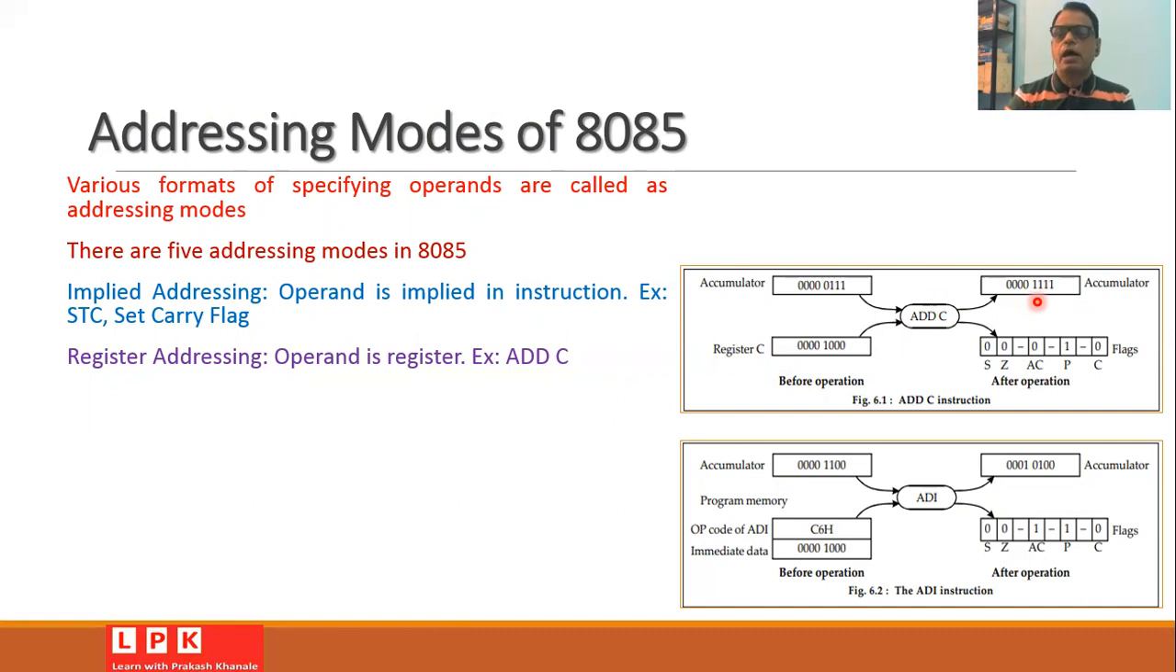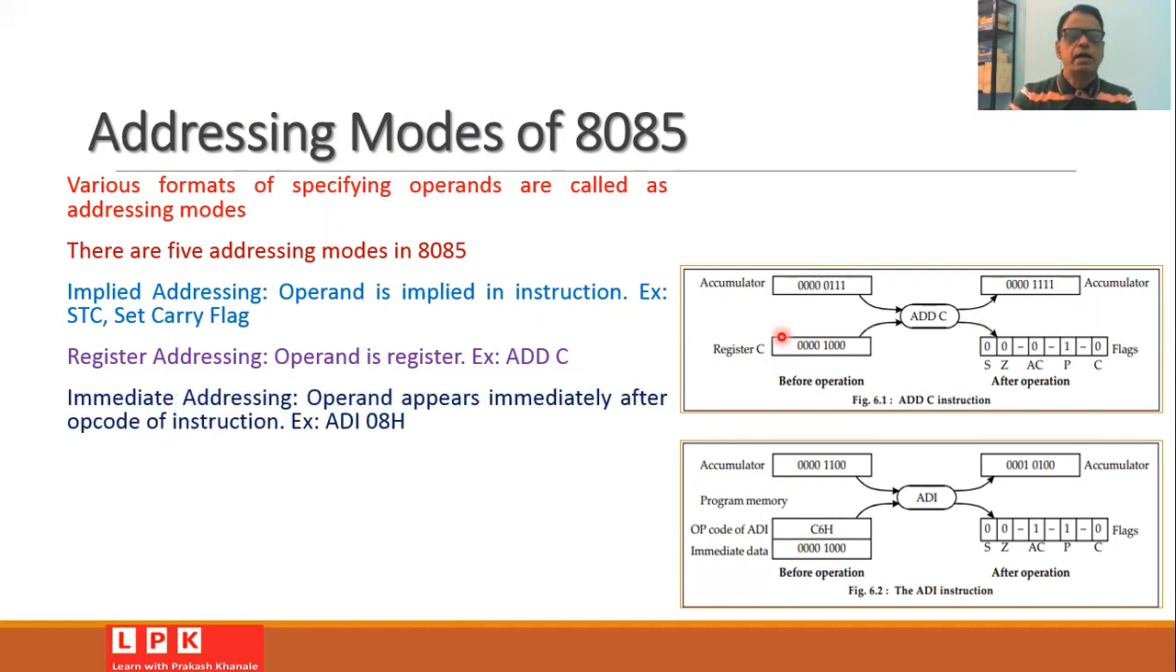00001111. And this is an arithmetic instruction, and therefore after the operation the flags are affected. One can easily observe that the flags are affected in such a way that the parity becomes 1 because it is an even parity, otherwise the other flags are set to 0.